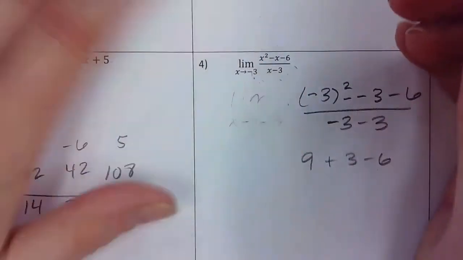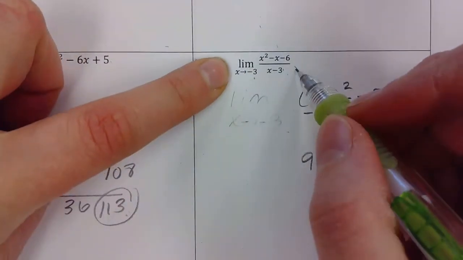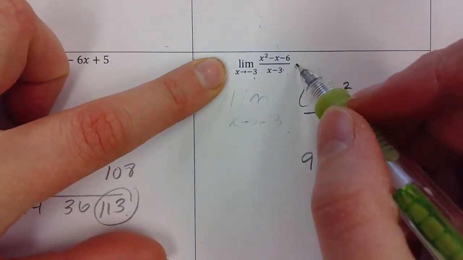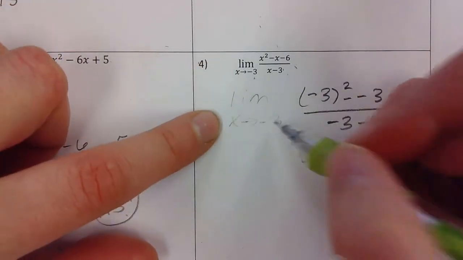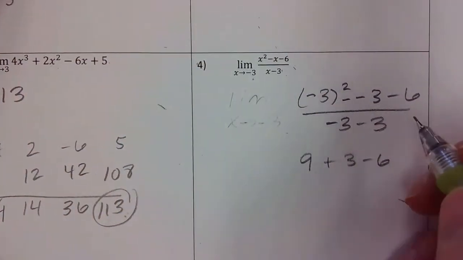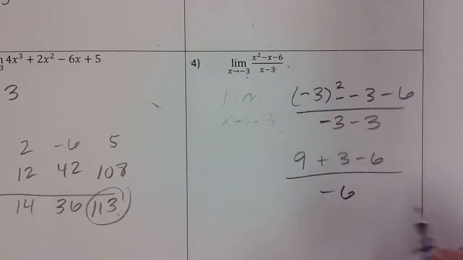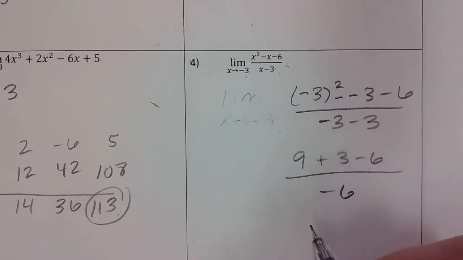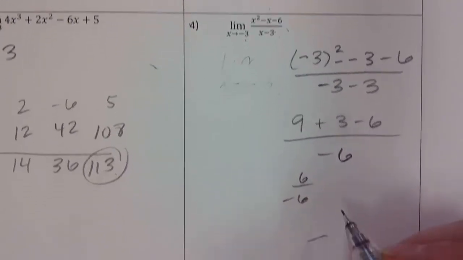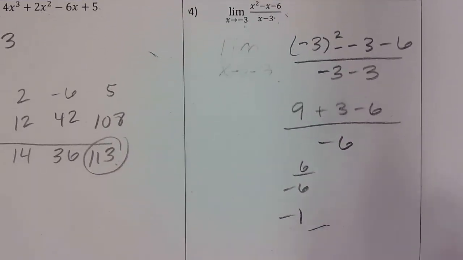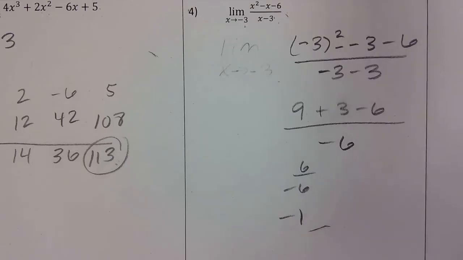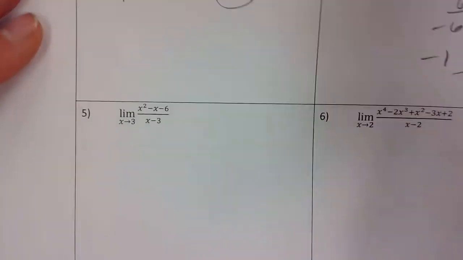So this is good. We're kind of calling attention to how we do this. I start out with limit as x approaches -3 of this function, but then once I plug in the numbers, now I'm not writing limit anymore. So let's see, 9, and then my denominator is -6. So 6 over -6 is just a -1. So my limit's going to be -1. All right, on to the next one.